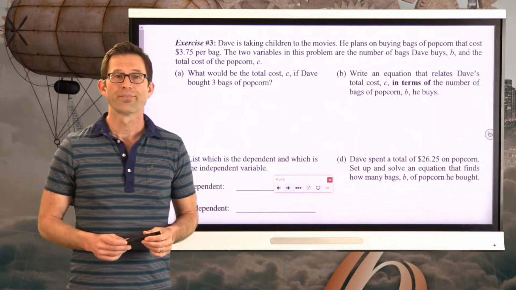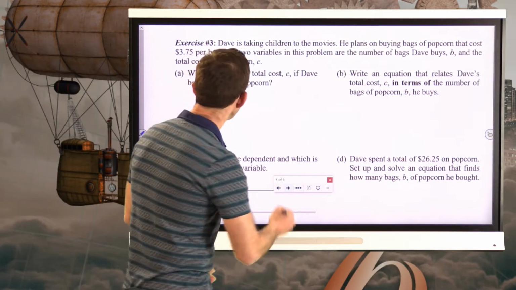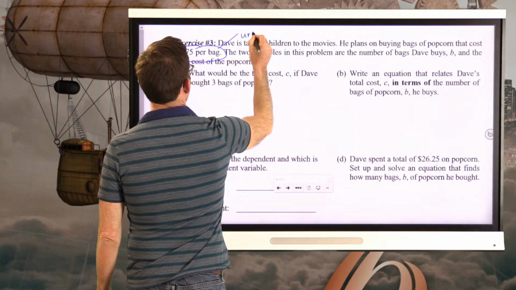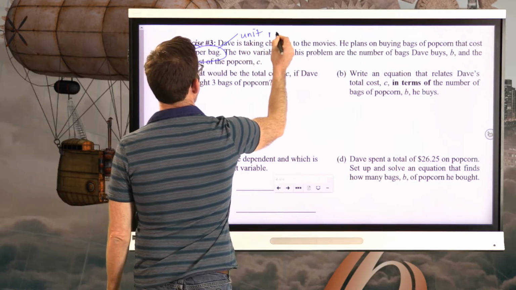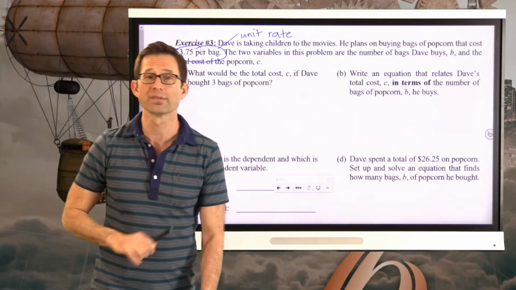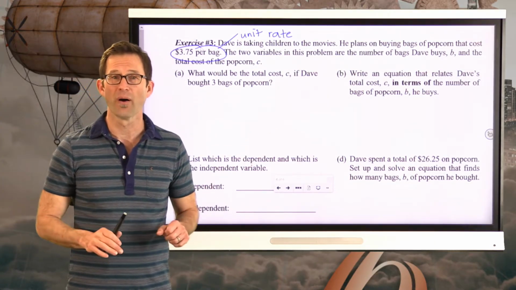Exercise number 3. Dave is taking children to the movies. He plans on buying bags of popcorn that cost $3.75 per bag. Let's pause right now. Look at that unit rate, and in fact, it's a type of unit rate we've talked about before. That is a unit price or a unit cost. Anyway, $3.75 per bag. Let me finish reading the problem.